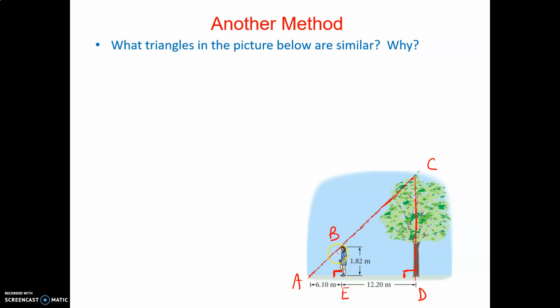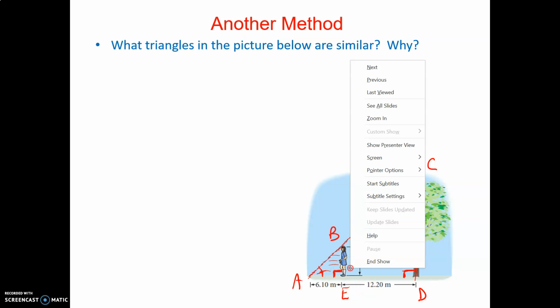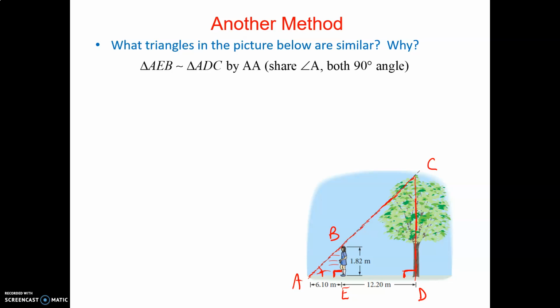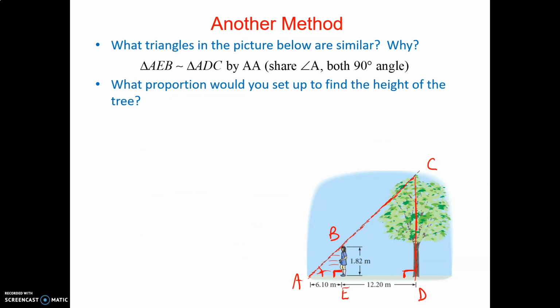And look, in the smaller triangle here, I have an angle A. In the bigger triangle, CAD, I have angle A. So angle A is in both of those triangles. So therefore, by AA, the two triangles are similar to each other. So AEB is similar to triangle ADC. What proportion would you set up to find the height of the tree?